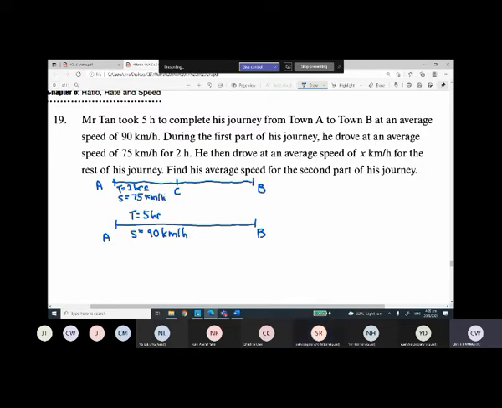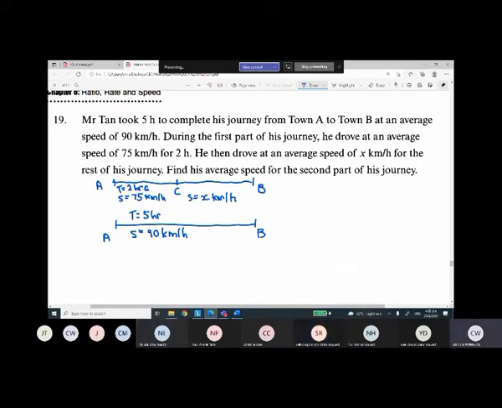For the second part, they don't tell you, you're supposed to find it. He then drove at an average speed of X kilometers an hour for the second part, from C to B. The speed is X kilometers an hour. They didn't tell you, you're supposed to find this. Do you understand the question, all of you? Yes.